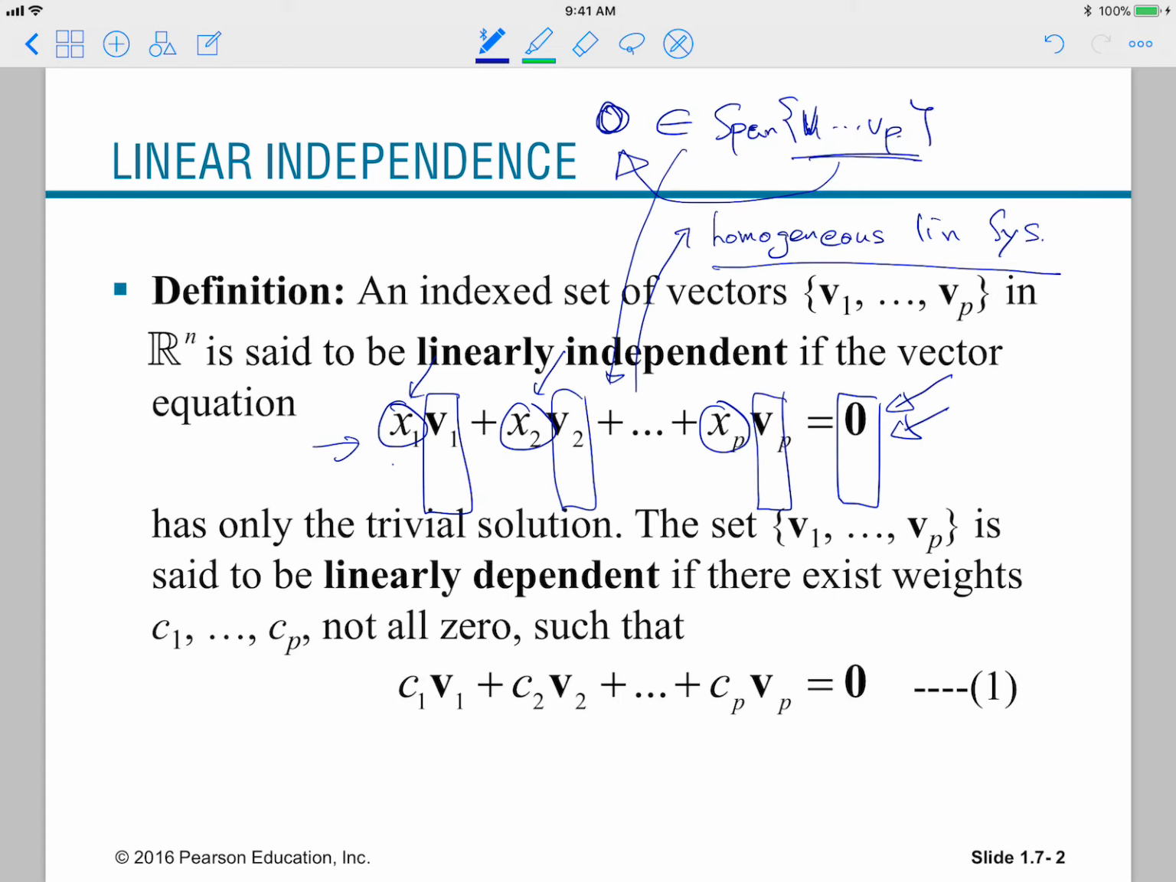in that case, those vectors v1 through vp are called linearly dependent. Okay, linearly dependent. So that is the formal definition. In other words, if this homogeneous linear system has infinitely many solutions, the given vectors v1 through vp are called linearly dependent. Otherwise, if we have only one solution for this homogeneous linear system, the vectors are called linearly independent.